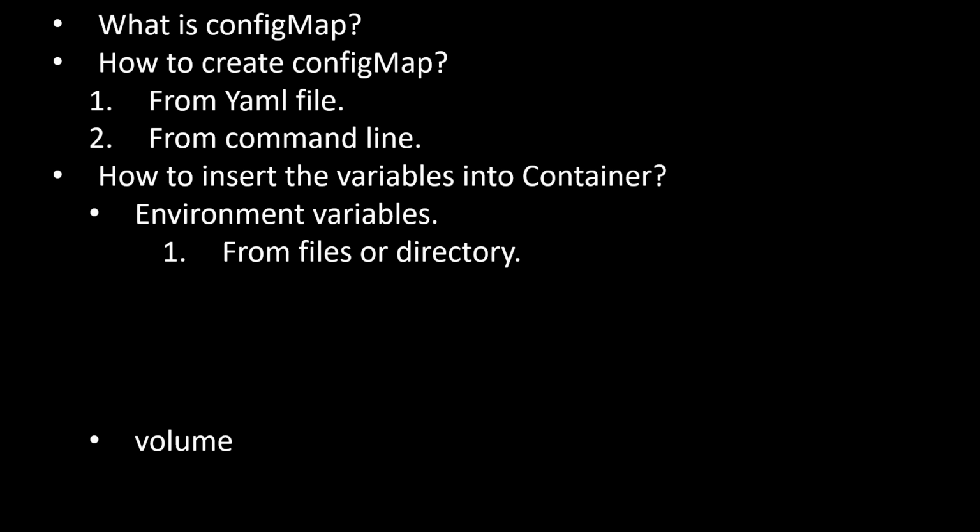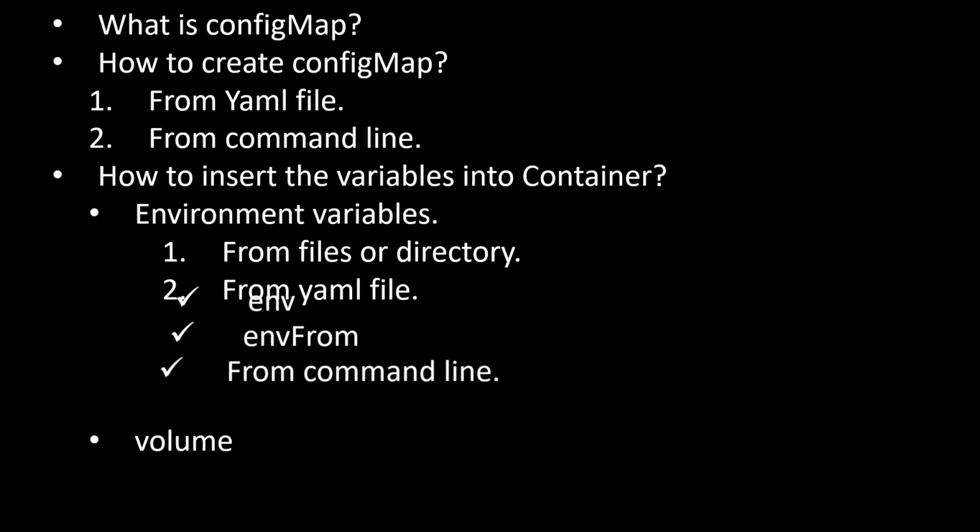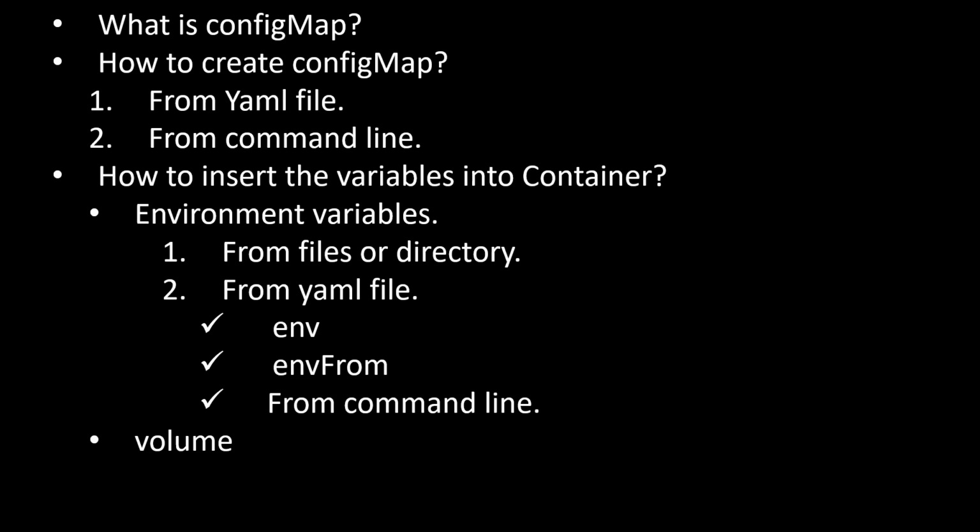Inside this environment variable, we can divide it into three parts: from the file or directory; second, from a YAML file, and inside this we have types env and envFrom; and from the command line. Both are the syntax here, env and envFrom, and we will discuss the difference between env and envFrom. Env stands for environment variable, and inside this volume we will create it through a YAML file.